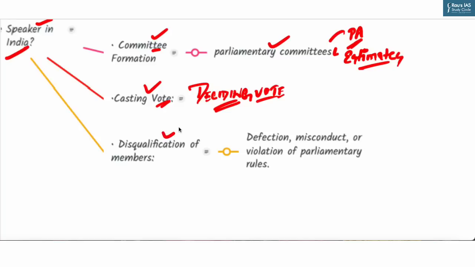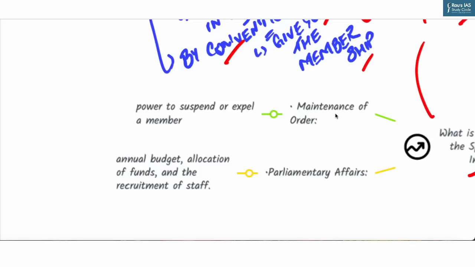Next is disqualification of members. The Speaker has the power to disqualify a member of the Lok Sabha or State Legislative Assembly on the ground of defection, misconduct, or violation of parliamentary rules. So if there's a question that who has the power to disqualify a member of Lok Sabha on the grounds of defection, and there are two options, President and Speaker, the right answer is Speaker. Now moving on to the next point, that is maintenance of order.